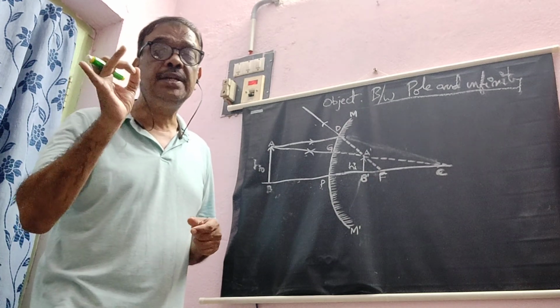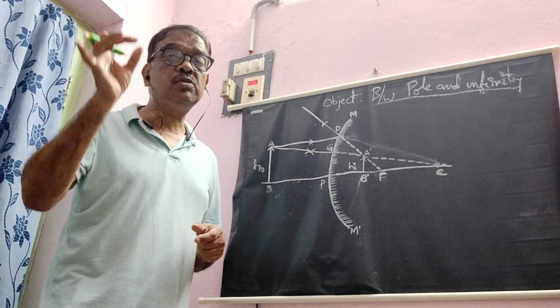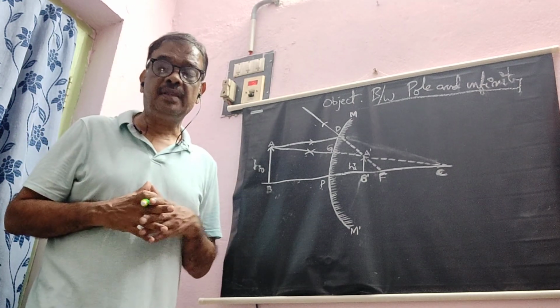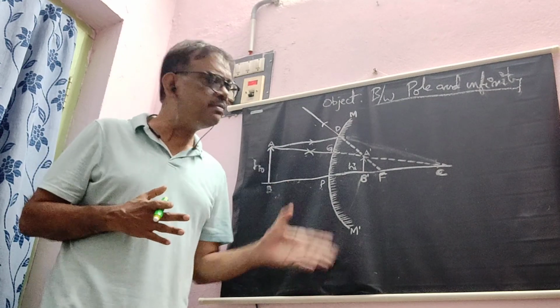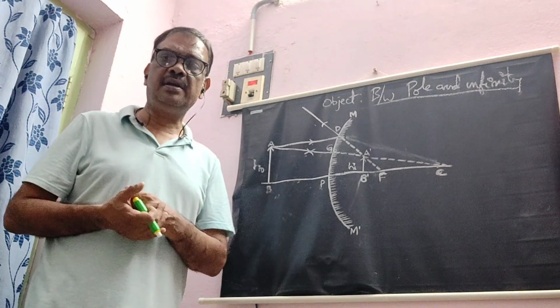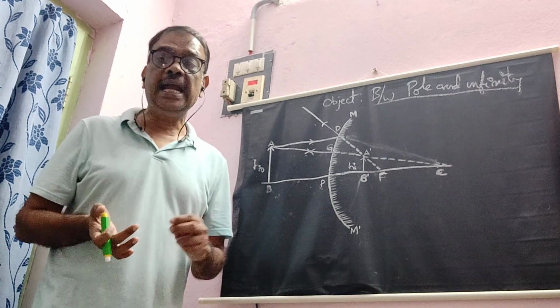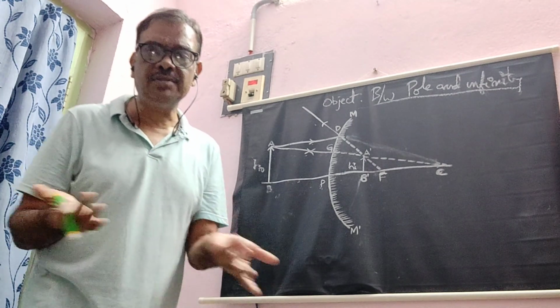Size of the image, diminished. Height of the image is smaller than height of the object. So in the board exam, this question has been asked a number of times, this ray diagram. Name a mirror which forms virtual, erect and diminished image. What comes into your mind?